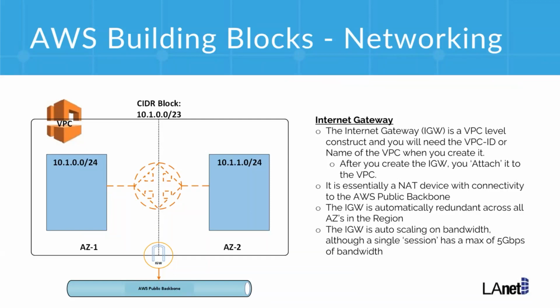The IGW is auto-scaling when it comes to bandwidth. There is a limitation that a single session can only go at 5 gigabits per second, but there's no limit that I'm aware of on the number of sessions that you could have. I think a session is defined as a 4-tuple in AWS, but don't quote me on that. I think it goes by source destination IP, source destination port. So, but it's an auto scale thing on the IGW. You don't need to do anything to scale it up or down.